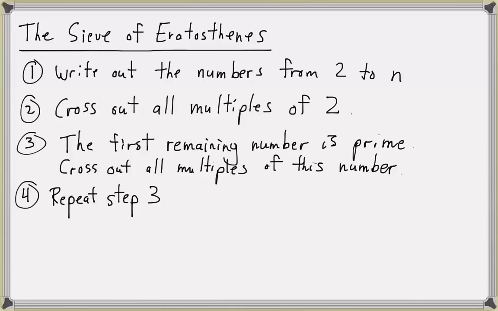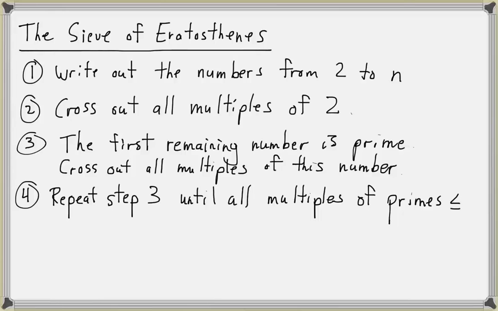So we're going to repeat step 3 until all multiples of primes less than or equal to the square root of n have been eliminated. The remaining numbers are prime.